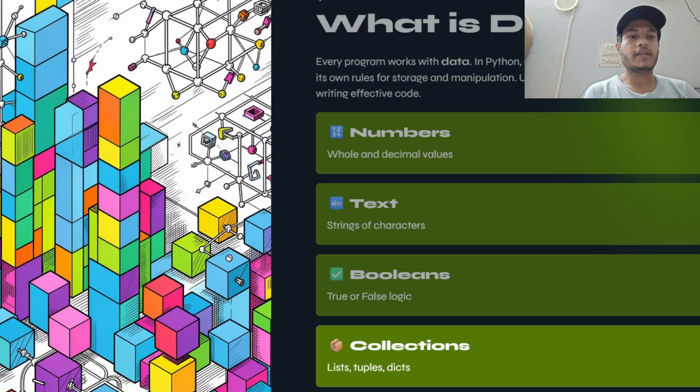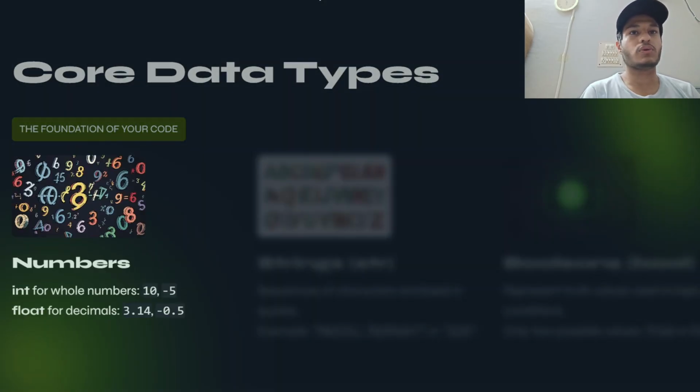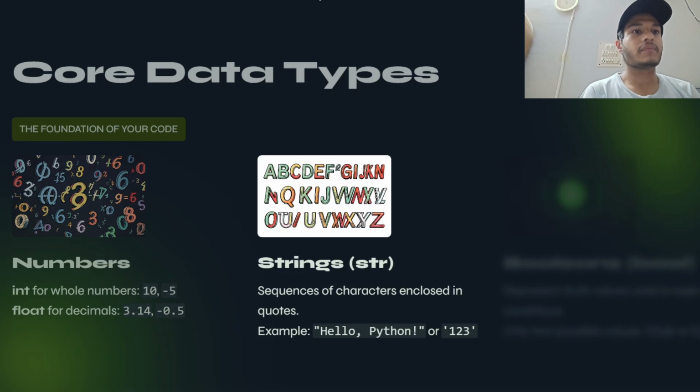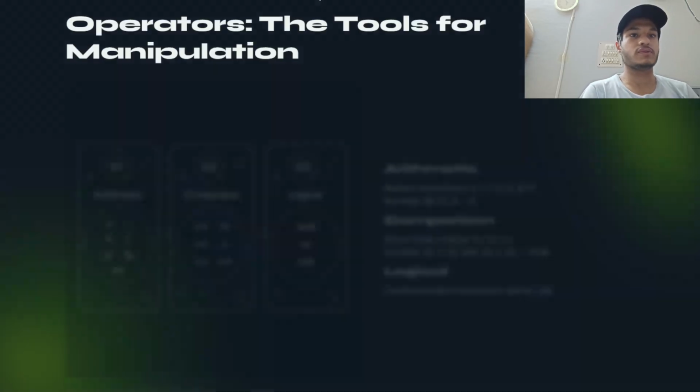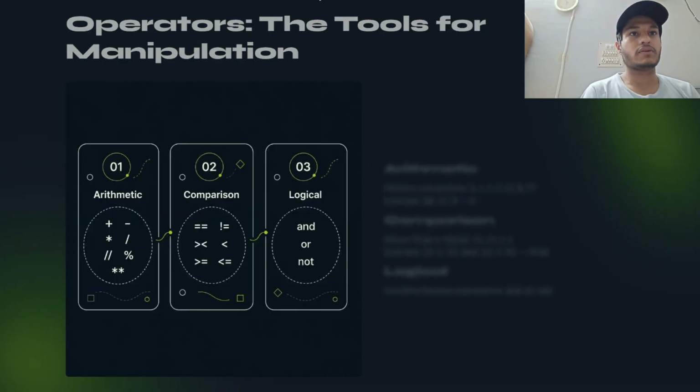Data types are of two kinds, mutable and immutable, but today we are not going to discuss mutable and immutable. We are discussing the simple core data types: the numbers, the string data type, and the bool values, true or false. Next is operators.